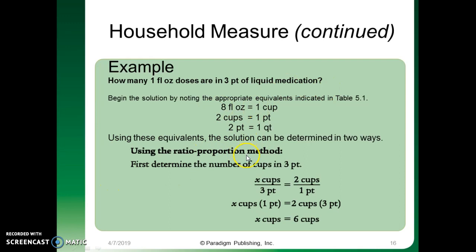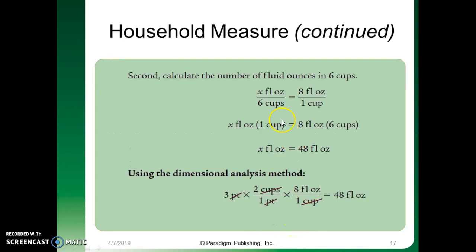So using ratios and proportions, our first step is to determine how many cups are in pints. So x cups over 3 pints is equal to 2 cups over 1 pint, because 1 pint is equal to 2 cups from our table. So cross multiply, x is equal to 6 cups. Now, since we know 6 cups, how many fluid ounces are in 6 cups? So we know that in 1 cup there are 8 fluid ounces. So cross multiply, x is equal to 48 fluid ounces. So that's our final answer.